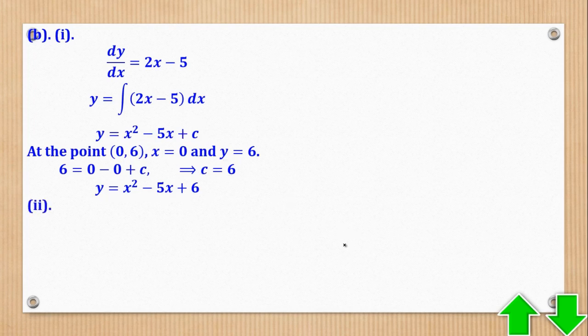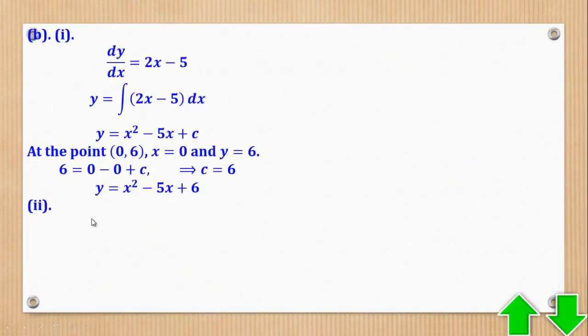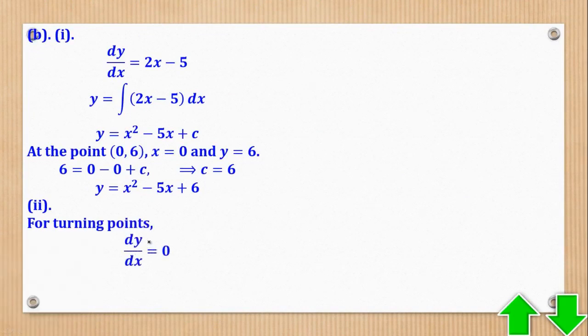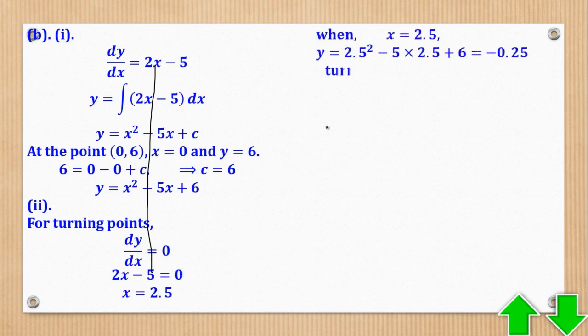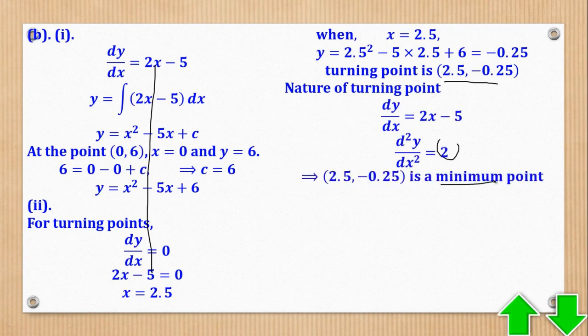Then for Roman 2, sketch the curve and find the area enclosed by the curve and the line y equal to 0. Sketching the curve, we need turning points. So dy dx is equal to 0. Equate this to 0. Then get the value of x. Get the corresponding value of y. Therefore, the turning point is that. We also need the nature, so we get the second derivative. It is positive, meaning that the turning point is a minimum.